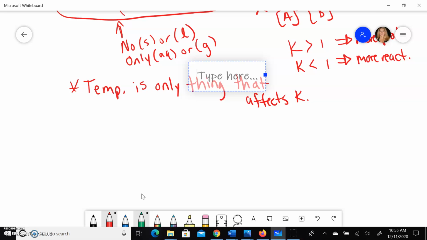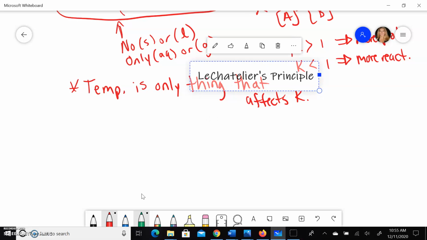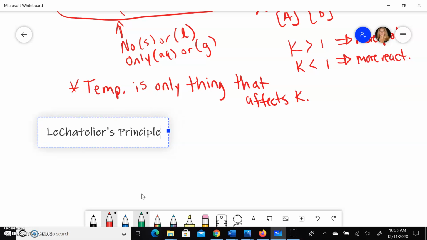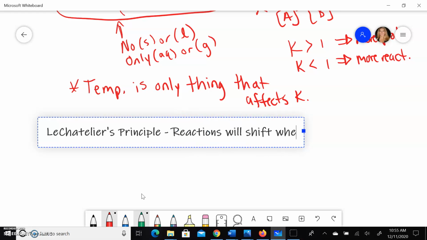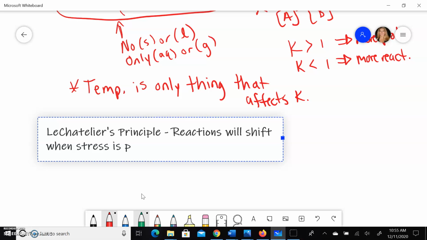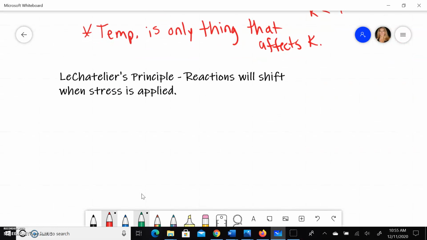And then the last thing for this chapter is Le Chatelier's principle. And this says that reactions will shift when stress is applied. So what I mean by shift is that you can force it to go faster in one direction or another. So once it's at equilibrium, the forward and reverse are going at the same rate. But if you want it to go faster in one direction versus another, you can put stress on the system and cause that to shift.